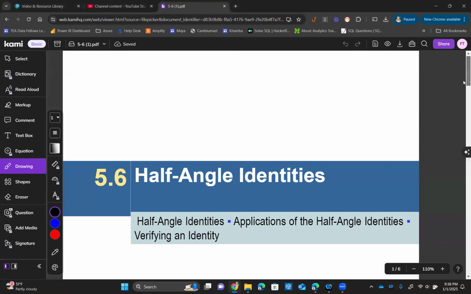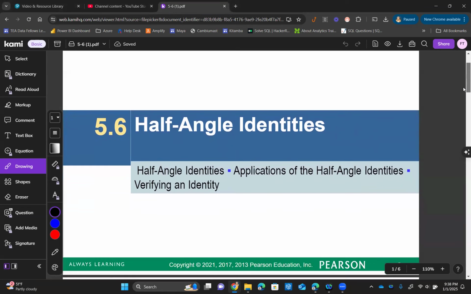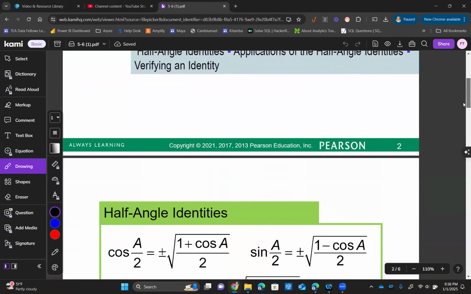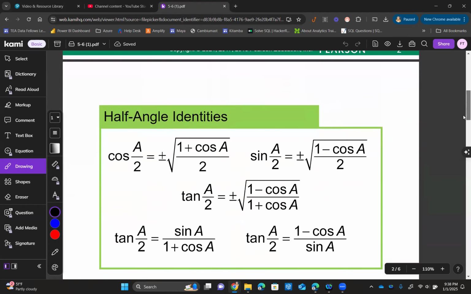Lesson 5.6 is called Half Angle Identities. With this last section of chapter 5, we will recognize the half angle identities and their formulas. We have 3 half angle identities that we need to learn.